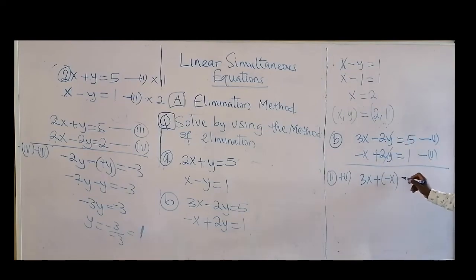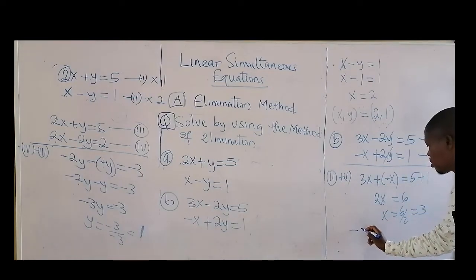Okay? And that will be equal to 5 plus 1. So this will give me, because this is plus times minus, that's minus, so 3x minus x, that's 2x, equals 6. x is 6 over 2, 3. Okay? So once we've gotten that, then you can go to equation 1 or 2 and make your substitutions and get y. So let's use the second equation.